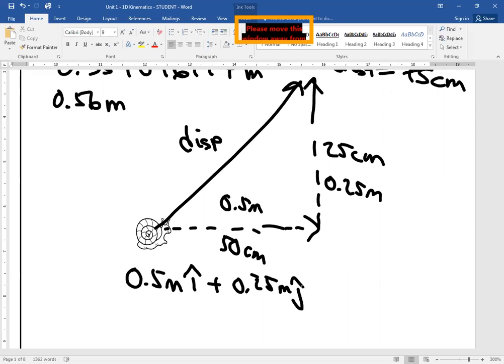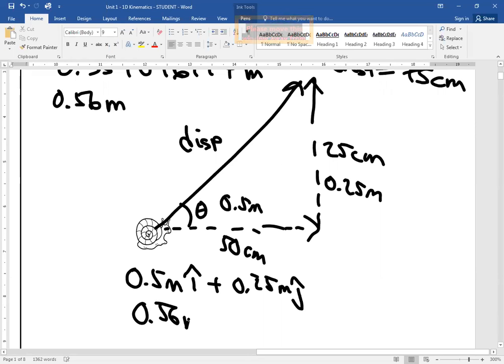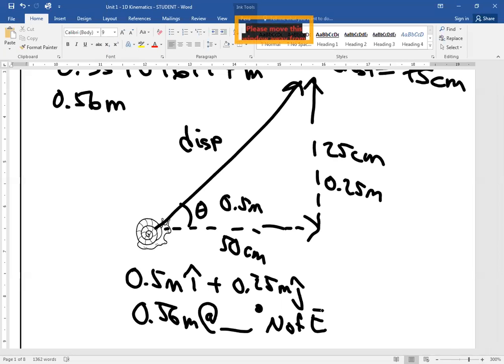If you want to know the direction here, we're not going to do it right this minute, but you need to determine what that angle is. And you would say something like 0.56 meters at some angle north of east. Get it? So you could either say that, or you could do that. Which one would you rather do? The first one, right? You could do the other, but there's a bunch of extra steps, and it's not as accurate.